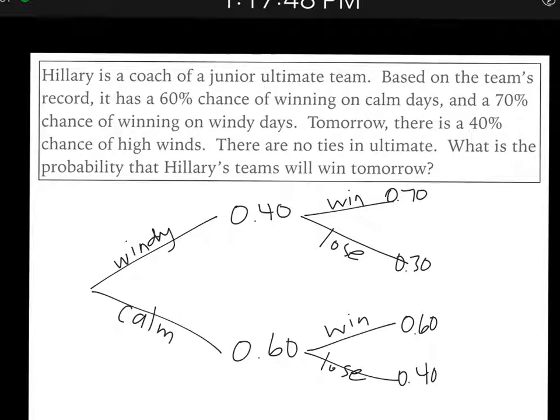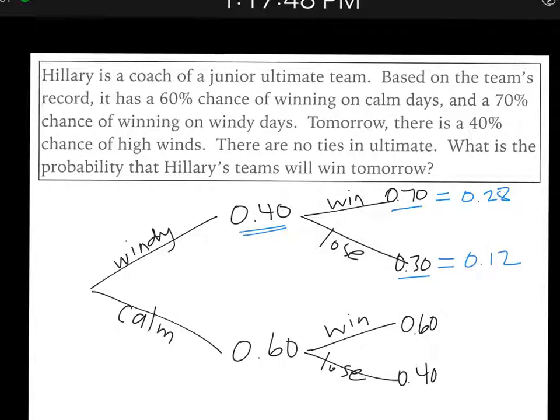Now, this is the tricky part, and the part people kind of forget a lot of the time: along each line, you have to multiply the two numbers. So I have to multiply 0.4 and 0.7. If I multiply those together, I get 0.28. What that means is that there's a 28% chance that tomorrow it will be windy and she'll win. That's what it means. Then I do the same thing for losing. So windy, 0.4, losing 0.3. I multiply them together and I get 0.12.